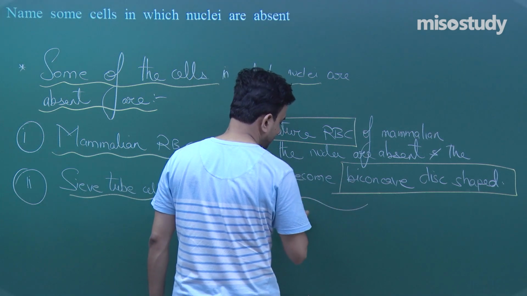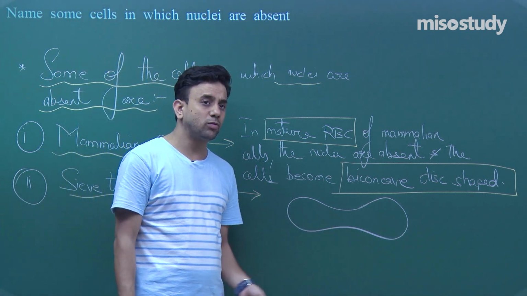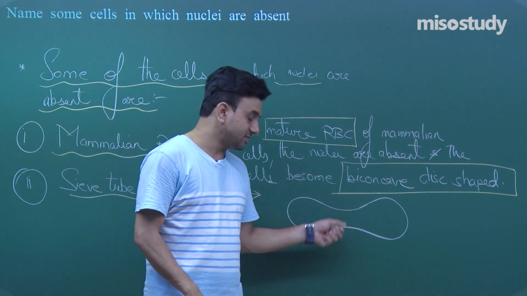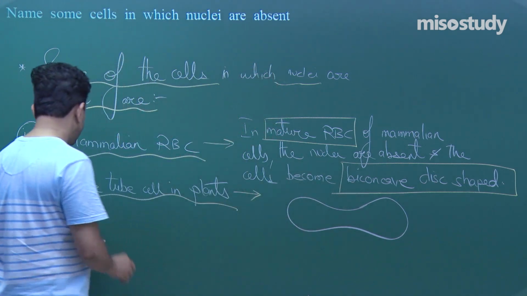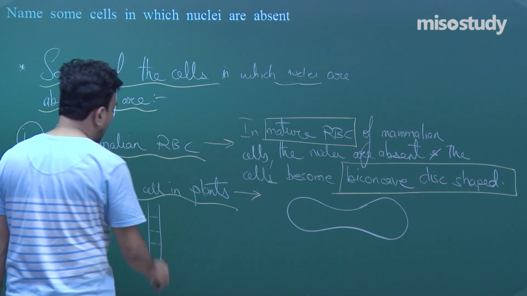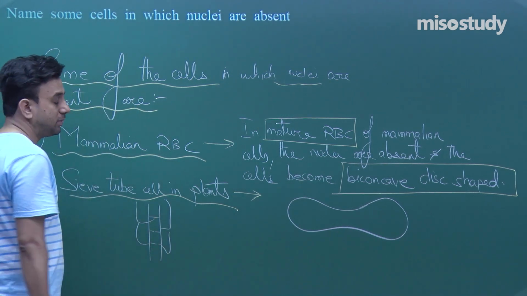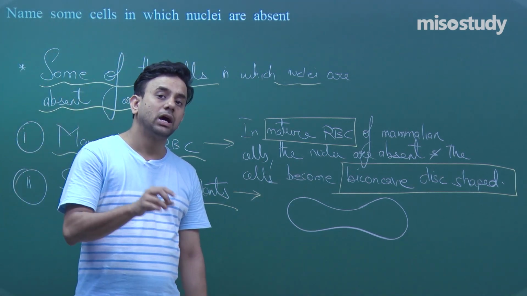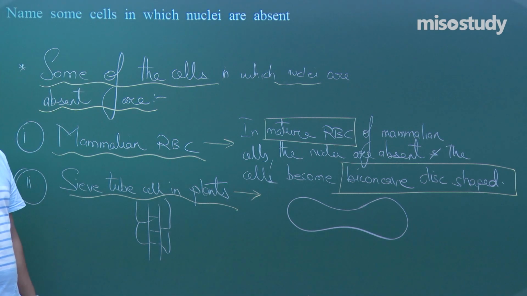So, what we see is somewhat like this. Because of the absence of the nucleus in the center, this part becomes narrow, and hence this is devoid of the nucleus. Now, sieve tube cells, we will see that there will be the presence of sieve pores, and there will be companion cells on the sides. The sieve tube cells are in continuation forming the sieve plate, and there will be perforations in these plates, and the nucleus will be absent in these cells. Okay.